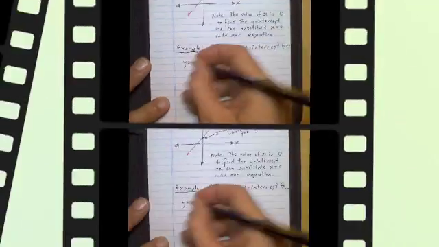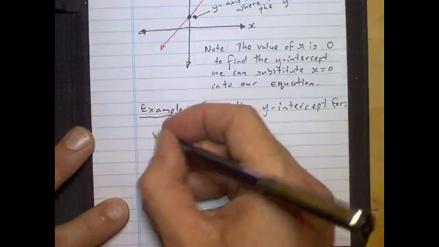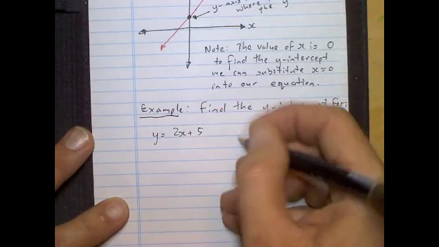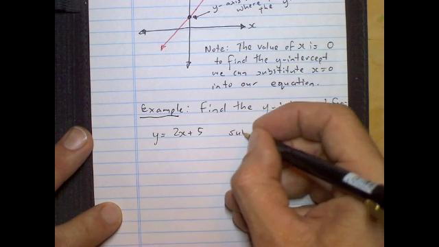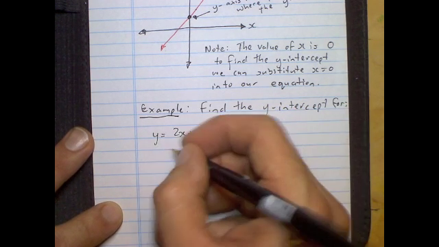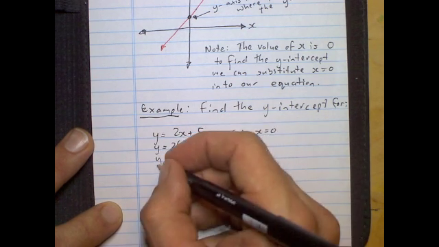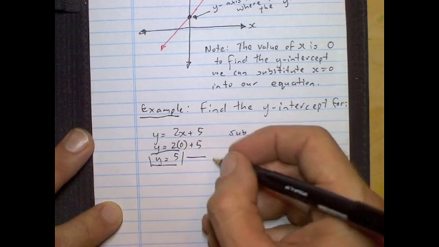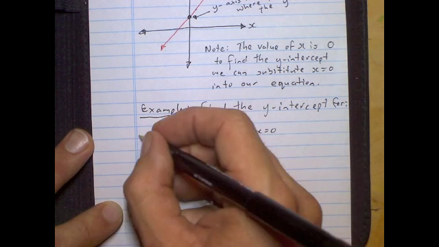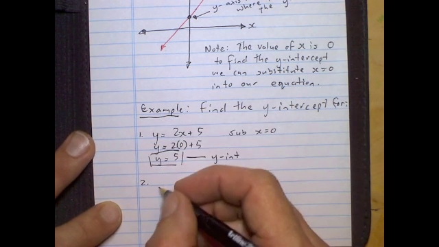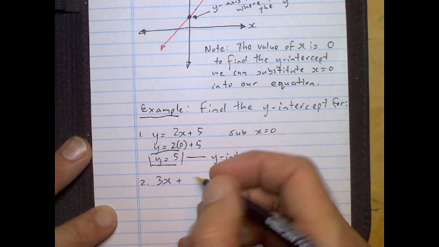Find the y-intercept for y equals 2x plus 5. We substitute x equals 0 into there to get y equals 2 times 0 plus 5. That leaves us with just 5, so our y-intercept there is 5. Now that's already in gradient y-intercept form, so we don't need to do that, but that just confirms that it works.